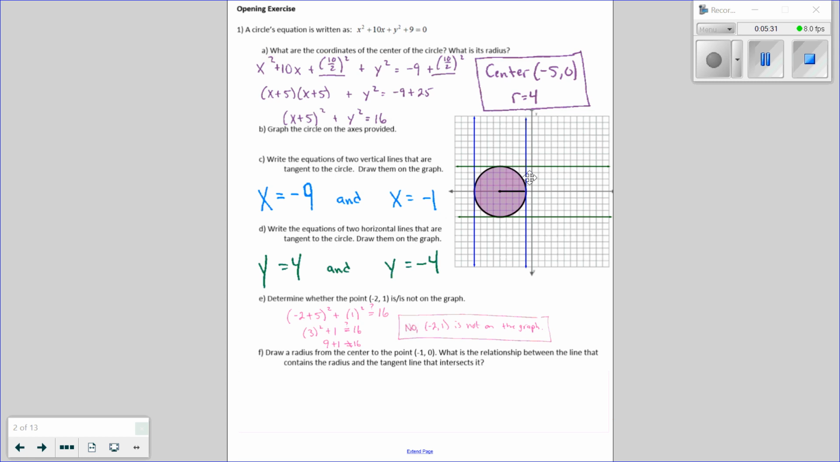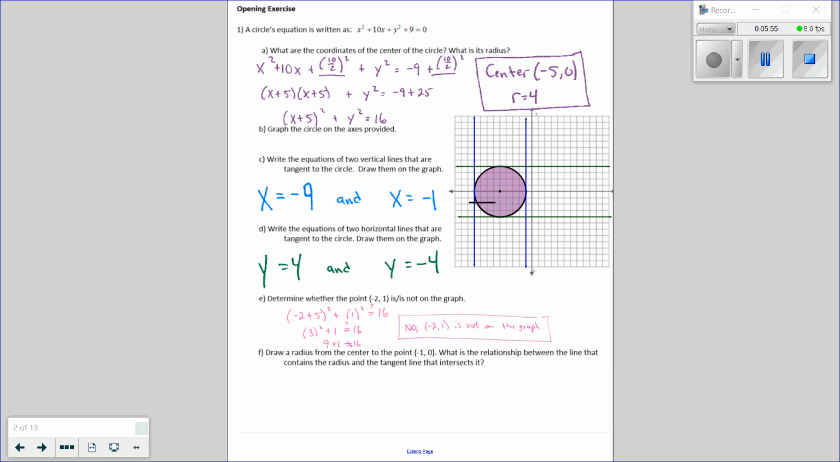Okay, so next, draw a radius from the center to the point (-1, 0). I have my radius drawn already. You need to draw yours in. You're drawing a radius from the center point to the circle. What is the relationship between that radius line and the tangent line that it intersects? So our tangent line is the equation x equals -1.